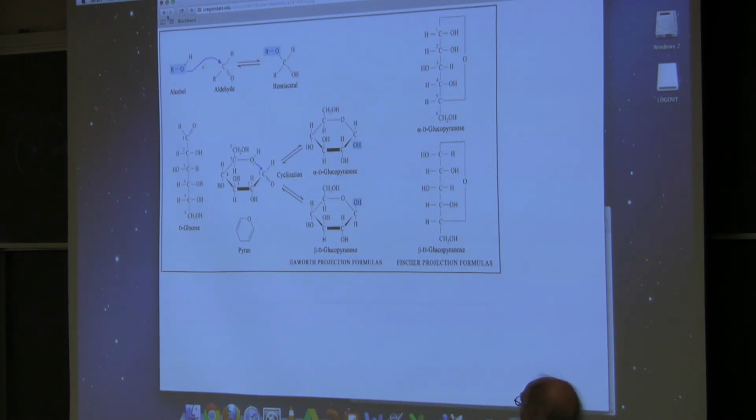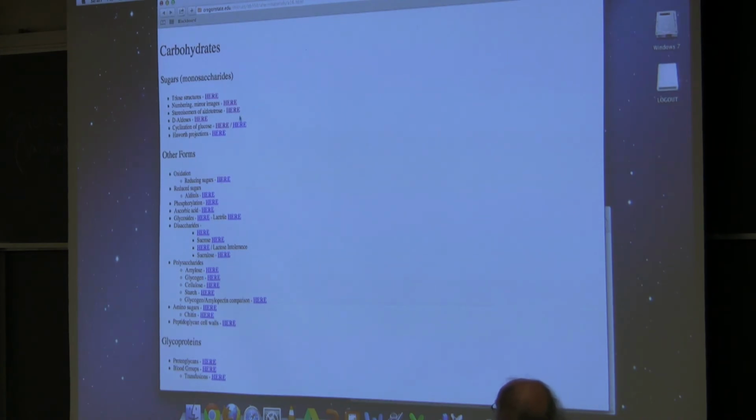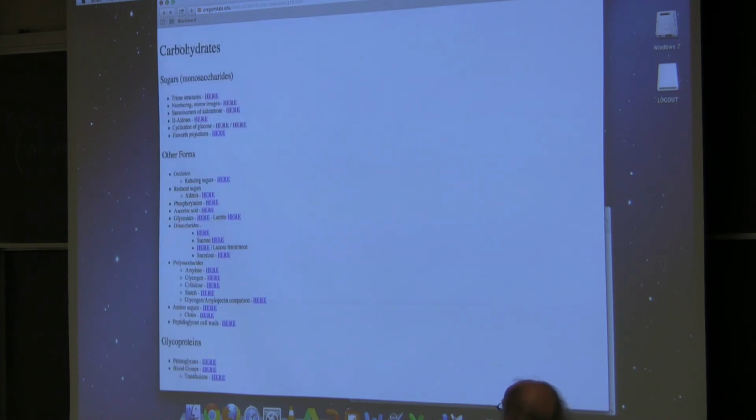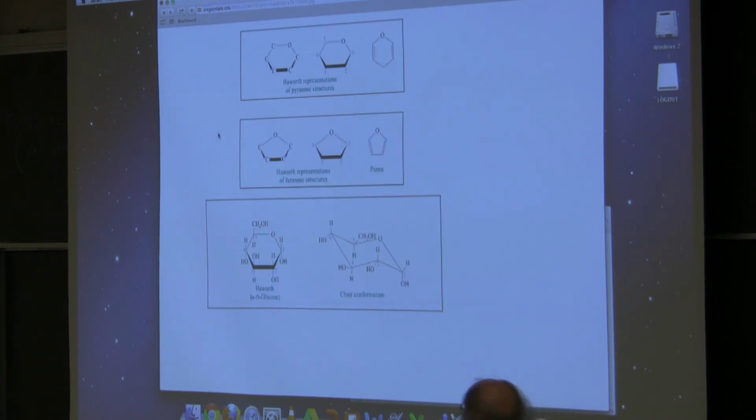Okay. If we look at Haworth projections, we see that here is a 6-membered Haworth ring for glucose. It's also possible for things to be in a 5-membered ring, and there are two things that commonly appear in a 5-membered ring. One is fructose, and one is ribose.